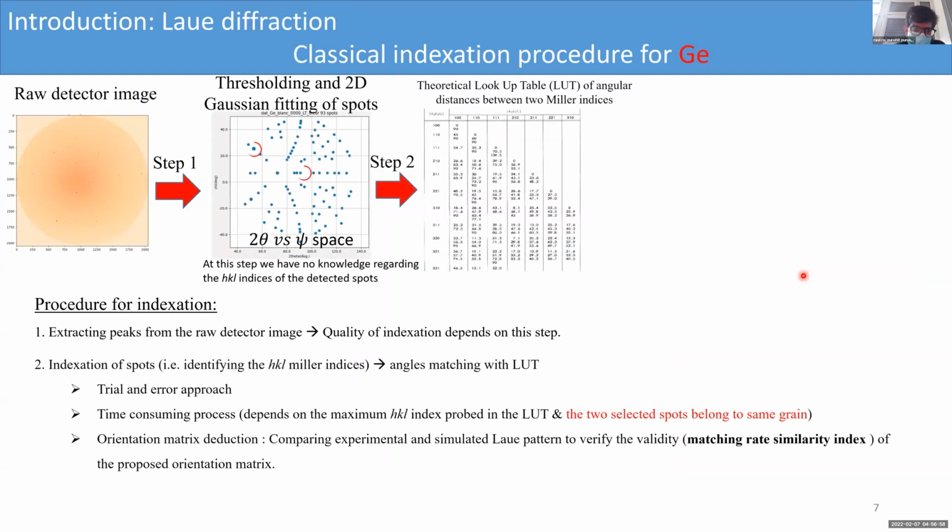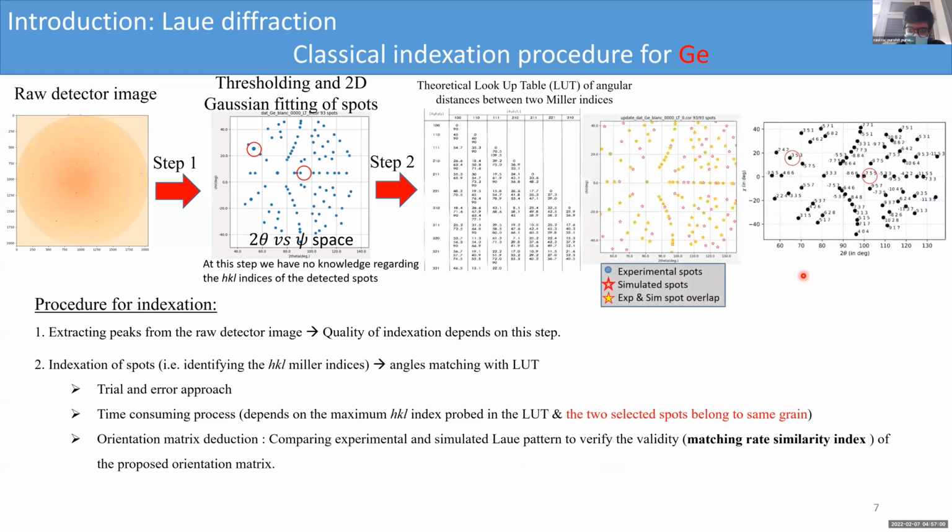And this is the classical indexation process that Jean-Sébastien has already shown you. So these are the different steps involved in the classical indexation. You have a raw image. You find the peaks, you find the Laue spots from these raw images by image processing, and then you convert them into your scattering angle space, the 2 theta and chi, and then you arbitrarily select 2 spots out of these multiple spots, and then you hope that you will find them in the lookup table that you have created. This is a theoretical lookup table.